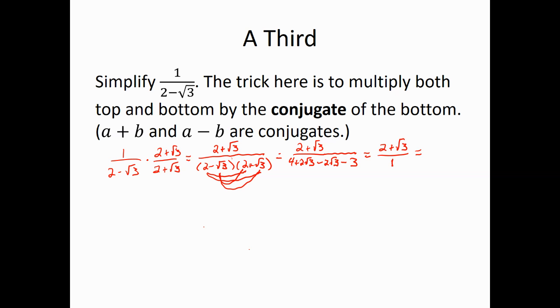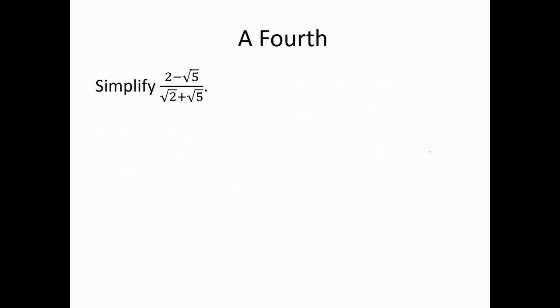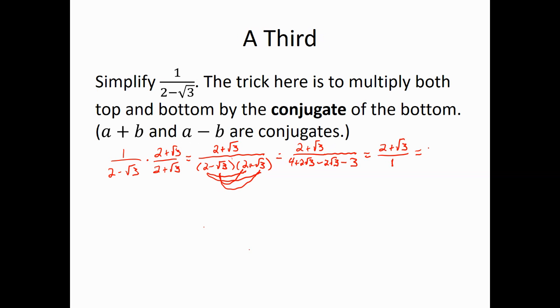And then I wouldn't complain, honestly, if you left it as 2 plus root 3 over 1. That does count as fully simplified. However, of course, we can simply write that as 2 plus root 3, which is really very cool, isn't it? 1 over 2 minus root 3 is equal to 2 plus root 3. And that's our simplified form.